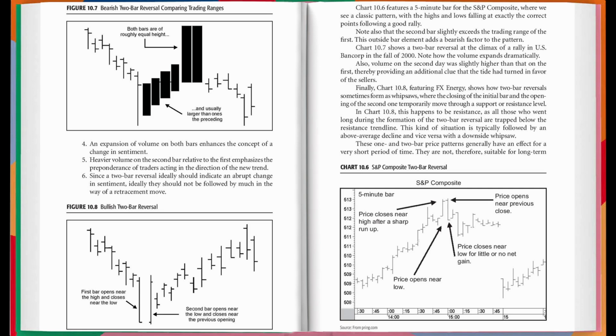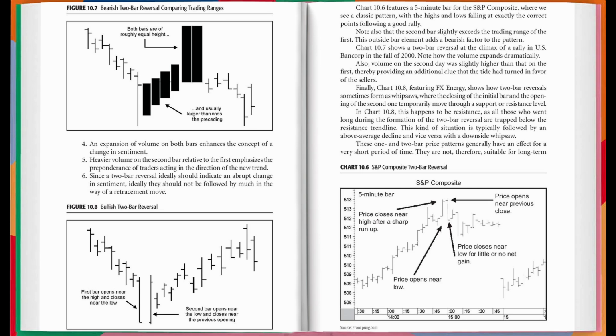Chart 10.6 features a 5-minute bar for the S&P composite, where we see a classic pattern, with the highs and lows falling at exactly the correct points following a good rally. Note also that the second bar slightly exceeds the trading range of the first. This outside bar element adds a bearish factor to the pattern.